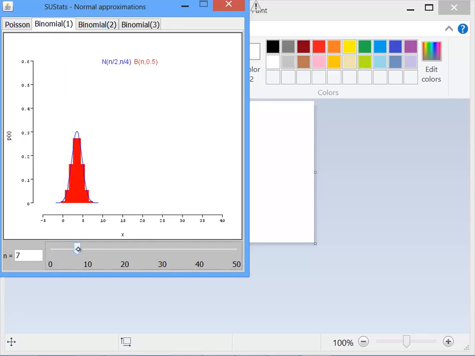But as I make n bigger and bigger, notice what's happening. It seems to follow that curve better and better, and if I get all the way up to like 50, notice it is almost exactly on the curve. So as n gets bigger, this becomes a better approximation.